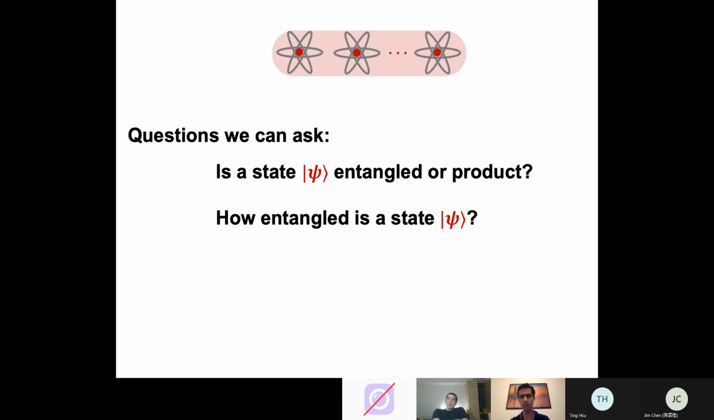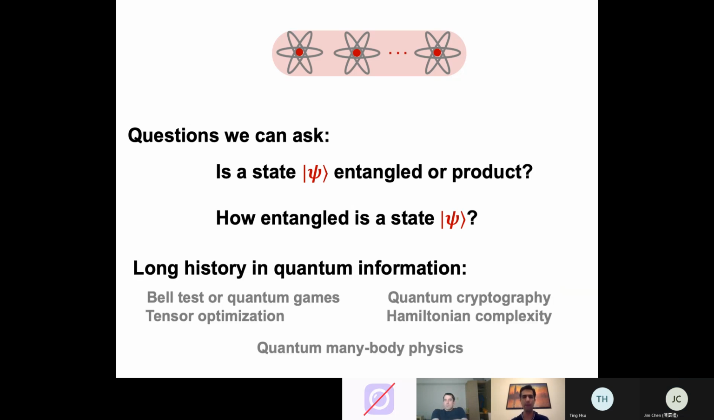Now, there are some natural questions we can ask, like how to determine if a state psi is entangled or product, or how to quantify the amount of entanglement that state psi has. So you can consider different computational and statistical models to study these questions. And it turns out thinking about these problems has been very influential in quantum computing and quantum information, both conceptually and practically, with applications ranging from studying quantum many-body systems to quantum cryptography.